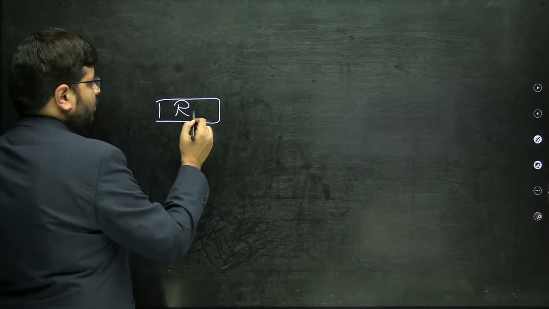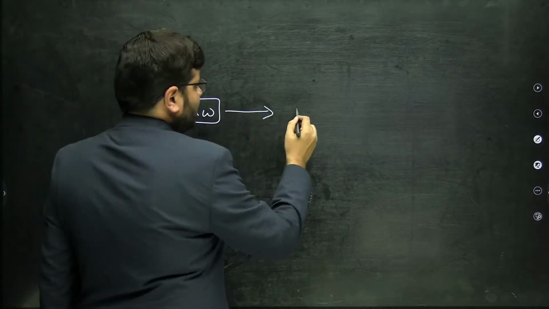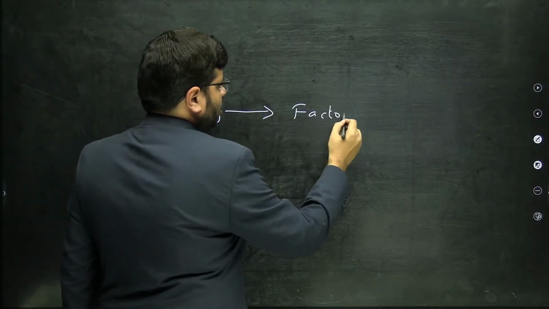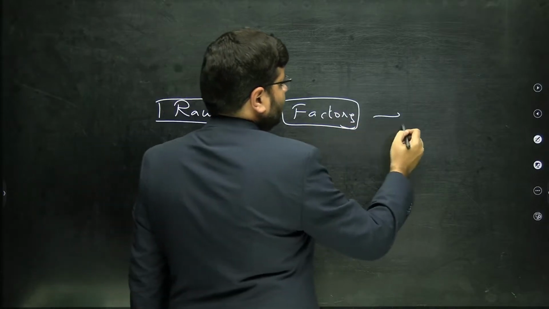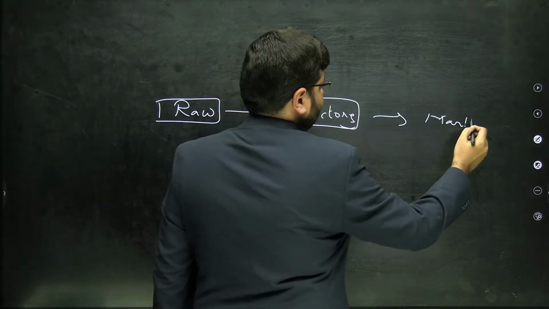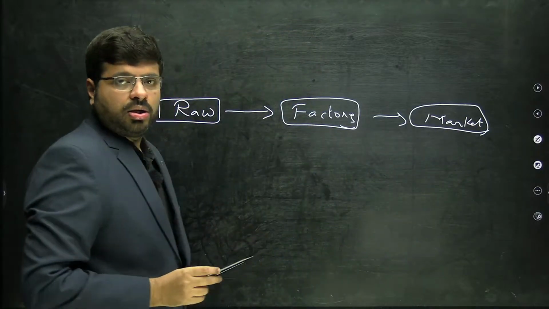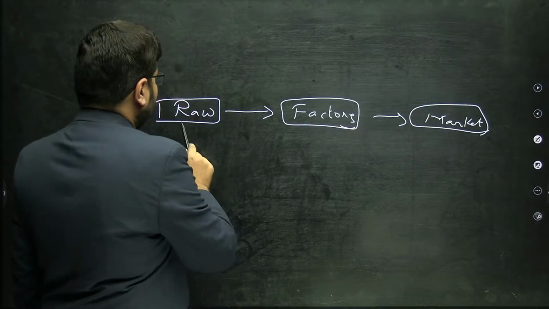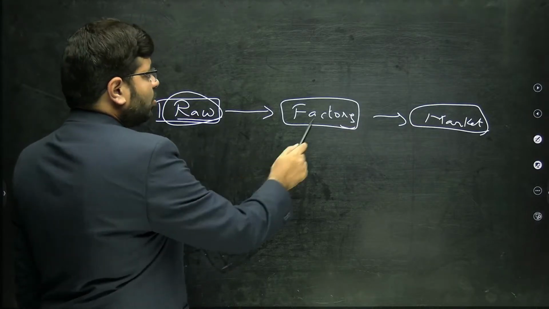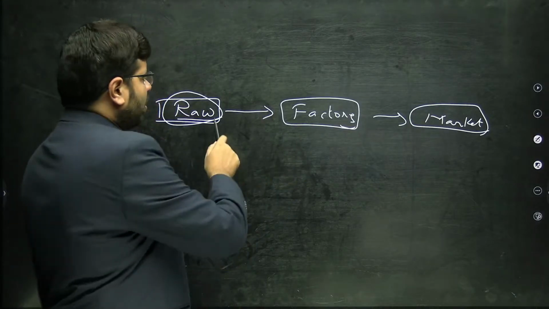imagine there is a raw material, there is a factory, and then there is a market. For this factory location, the key cost, if it only involves transporting of raw material, then the cost will be increasing. So they tend to locate here.